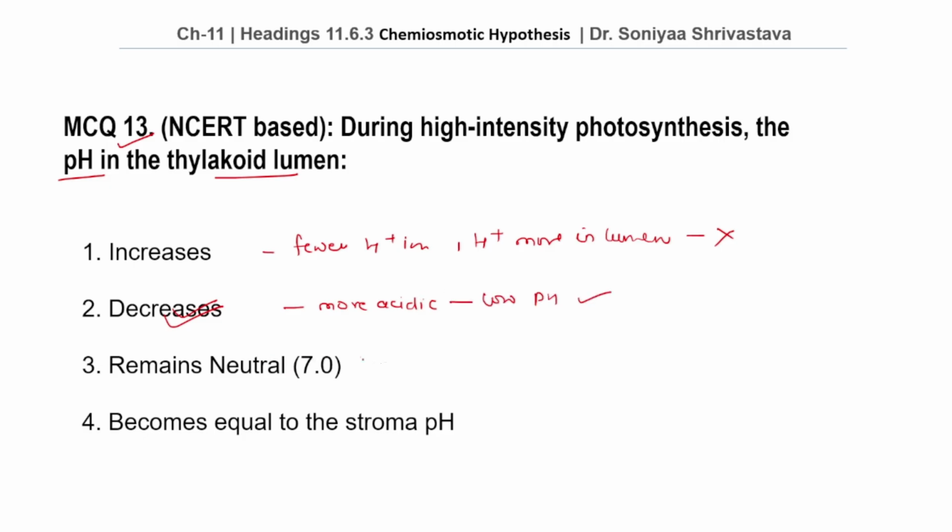Remains neutral. No, this is wrong. The lumen does not stay neutral during active photosynthesis. It becomes acidic due to proton accumulation. So this is wrong. Becomes equal to stroma pH. If the lumen and stroma had the same pH, there would be no proton gradient, so no ATP synthesis. So this option is also wrong.